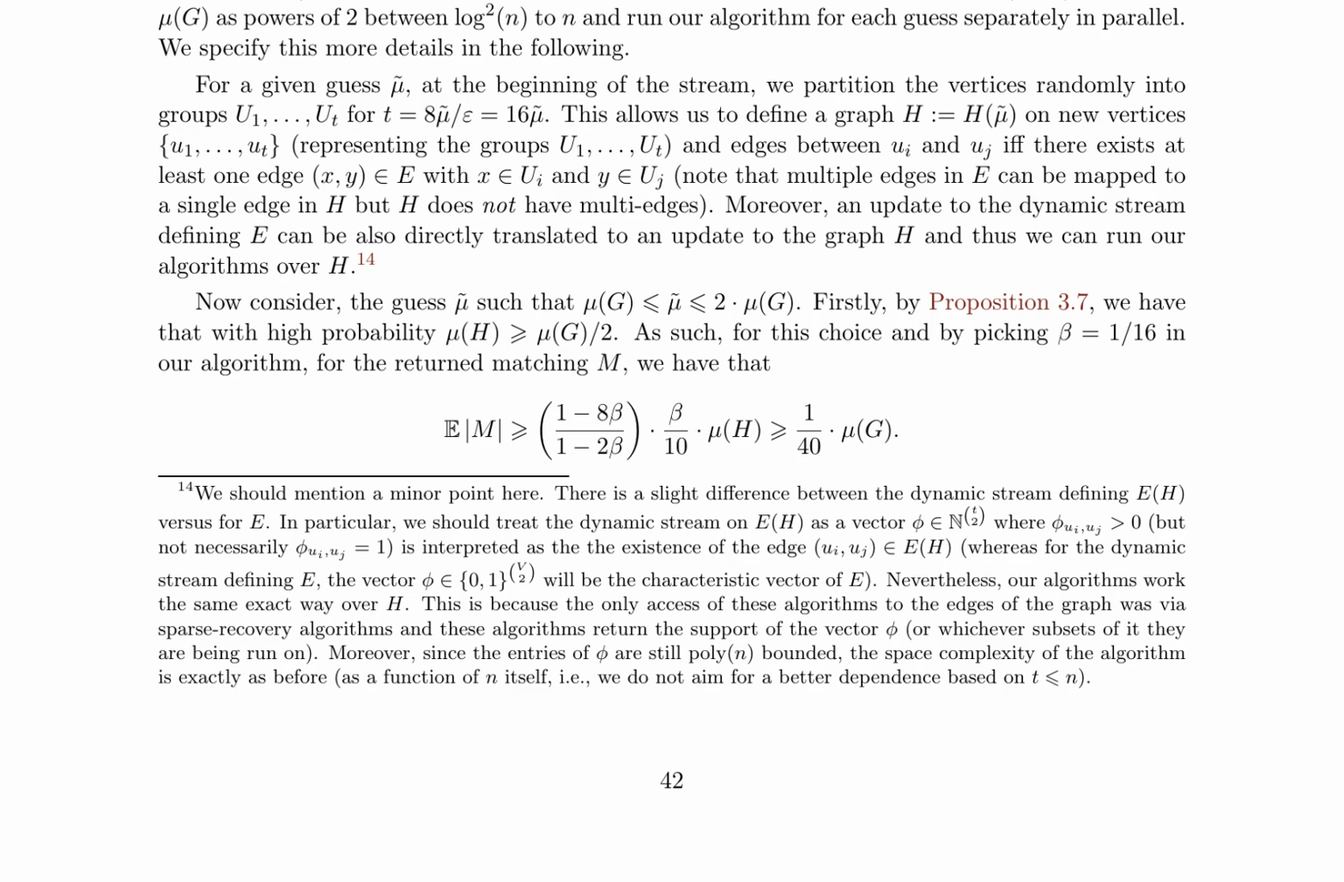efficient and effective solution. The algorithm's performance is evaluated based on its ability to achieve a 1 plus epsilon approximation, which is a significant improvement over existing algorithms. The use of vertex sampling and the definition of a new graph H enable the algorithm to achieve a higher expected matching size, making it a valuable contribution to the field of graph algorithms.